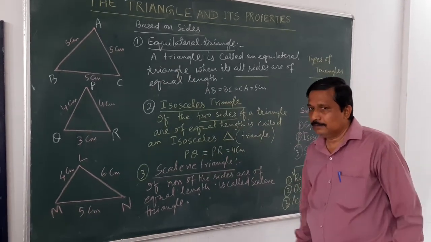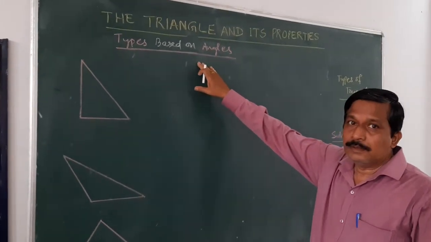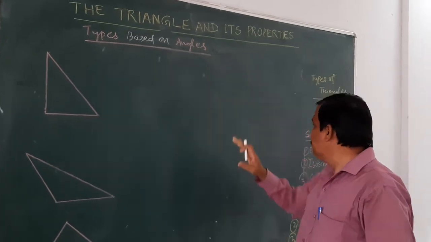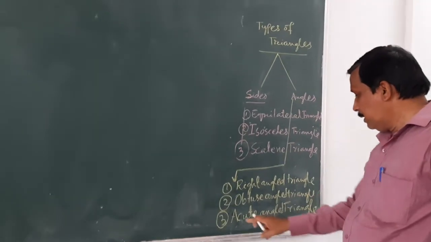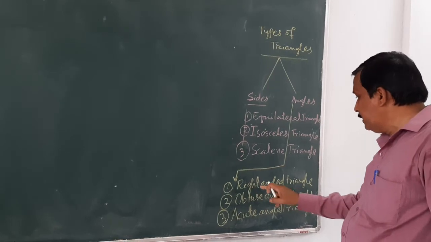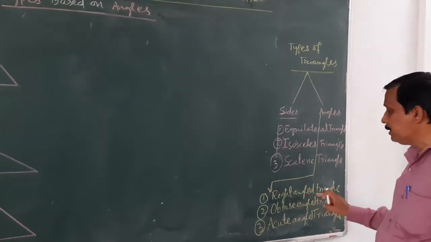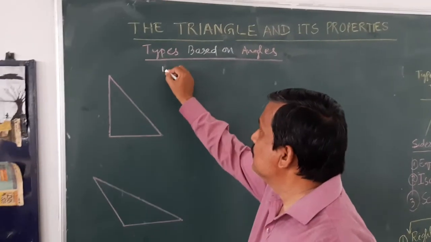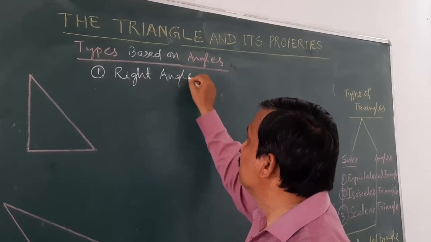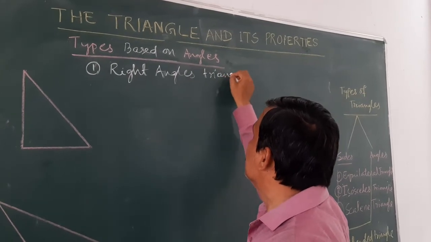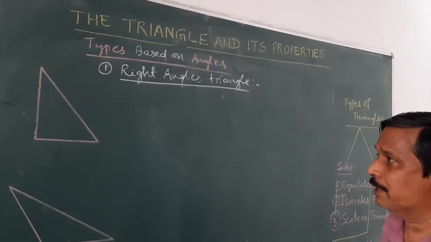Now we will discuss the different types of triangles based on angles. That is right angle triangle, obtuse angle triangle, acute angle triangle. So first we will discuss the right angle triangle. So number one is the right angle triangle. These are three important things in the beginning of this chapter of triangles.